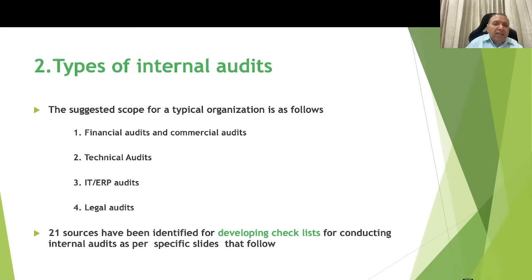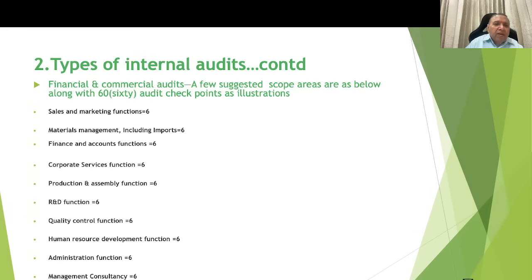Now, there are different sources. There were 21 sources identified for developing the internal audit checklist for conducting internal audits, which is very, very important. Now, for example, in the case of financial and commercial audits, the audit scope areas are sales and marketing function, materials management function, finance and accounts function, corporate services, production and assembly functions, R&D functions, quality control functions, human resource, administration, and management consultancy. Now, I am talking only about the financial and commercial aspects, not the technical aspects.